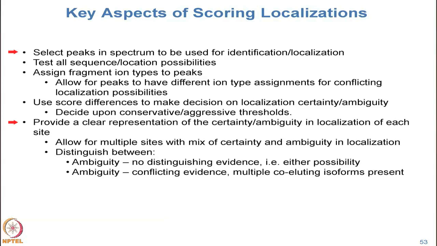Okay? There will be different choices made by people who write the programs about how to deal with the rest of these issues. And then today, there is not a universally applied way of determining a false localization rate from these scoring things. Whereas the target decoy calculation for identification is practiced throughout the field. Okay? All right.